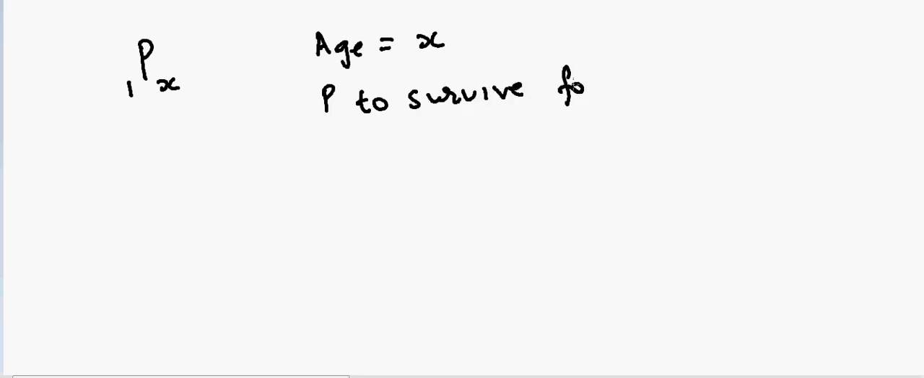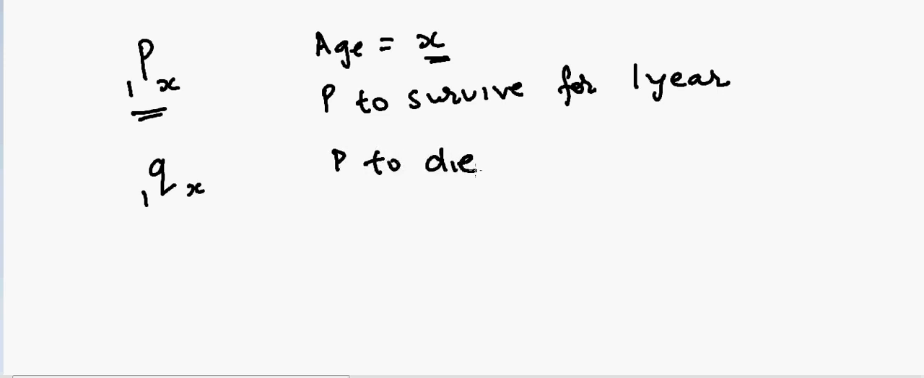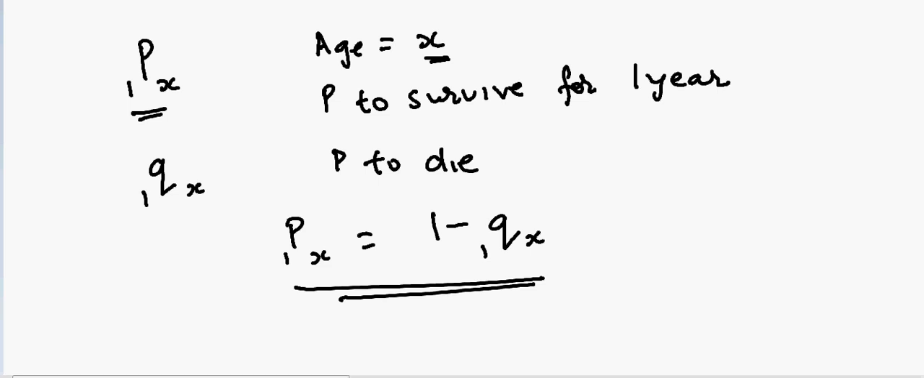Suppose we write it this way, p_x^1. That means a person whose age is x, and we are calculating the probability to survive for 1 year. This is how the notation is read. In the same way, q_x^1 means the person is still age x, and it is the probability of dying. So in that case, p_x^1 should be equal to 1 minus q_x^1. This is how we use the notations for probability to survive and probability to die.